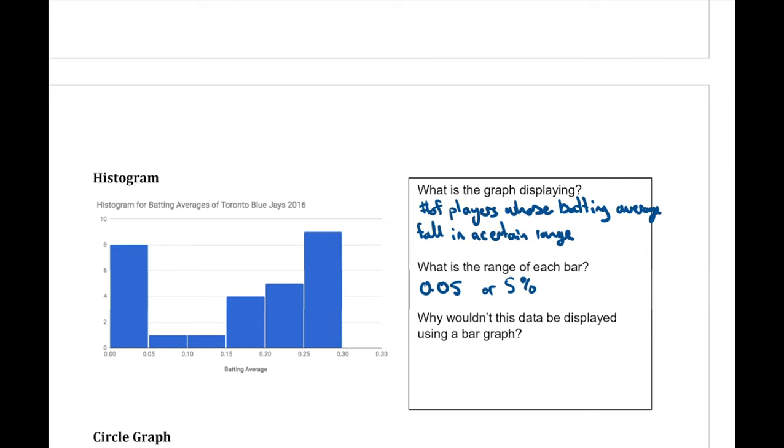So why wouldn't this data be displayed using a bar graph? Well, first, you're looking at a range of values.